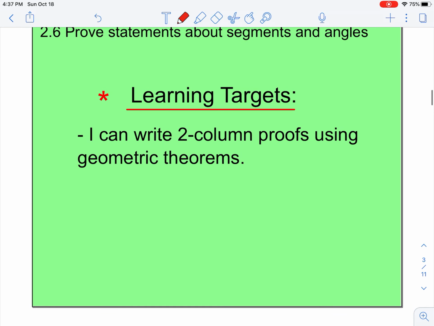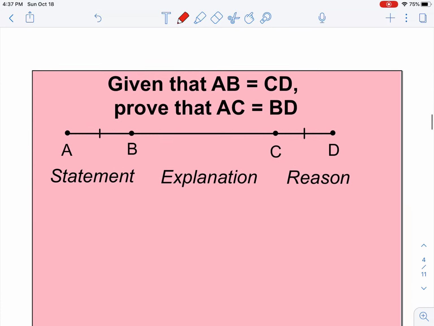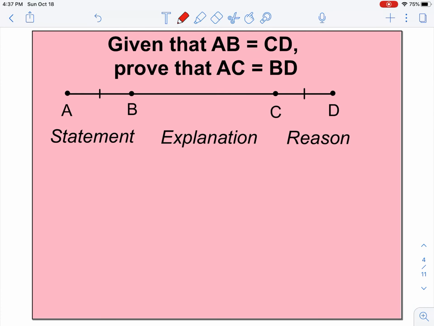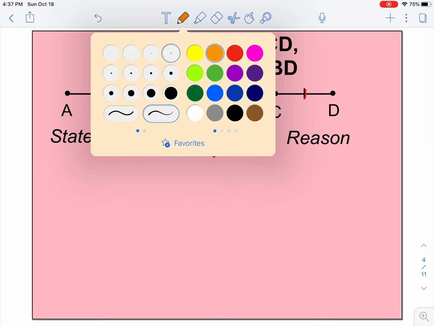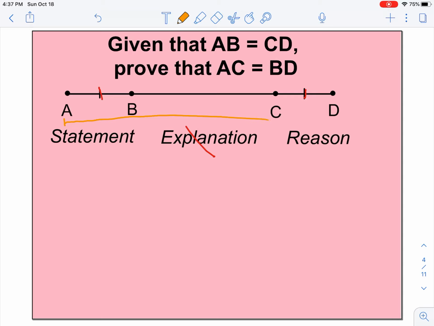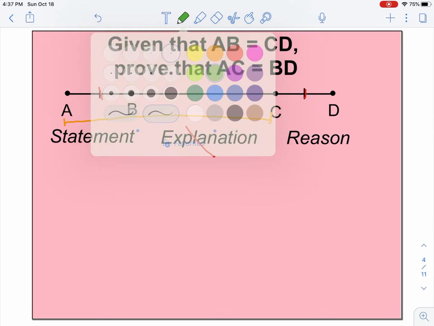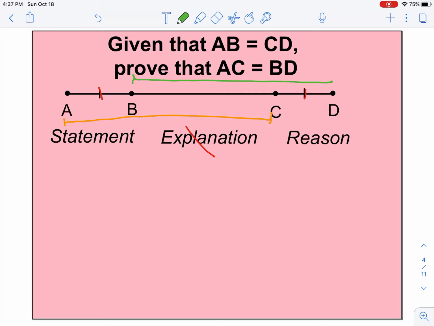So we are going to start working on 2-column proofs in this lesson. We're going to eliminate this explanation, because you'll see in a few minutes that our 2-column proof really just has a statement and a reason. Our explanation could be more of a verbal thing, but we don't absolutely need that. So we are given that AB is equal to CD. And we are being asked to prove that the whole segment AC is equal to the whole segment BD. This is called overlapping segments.